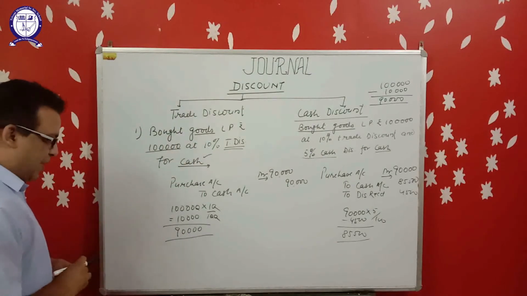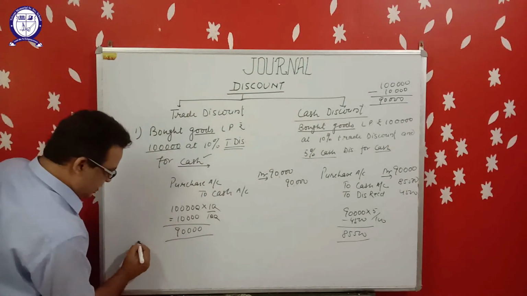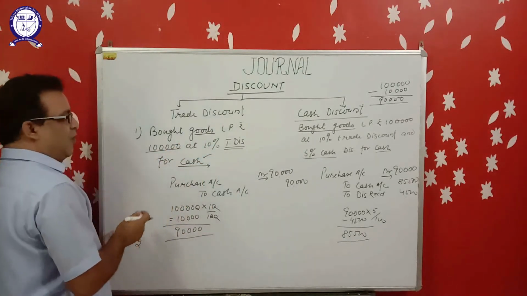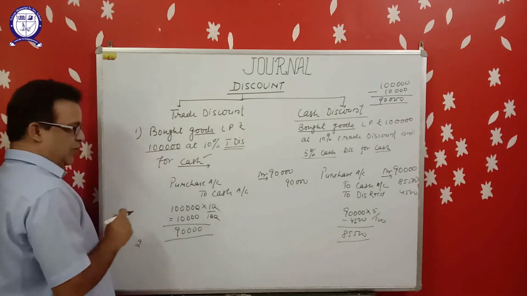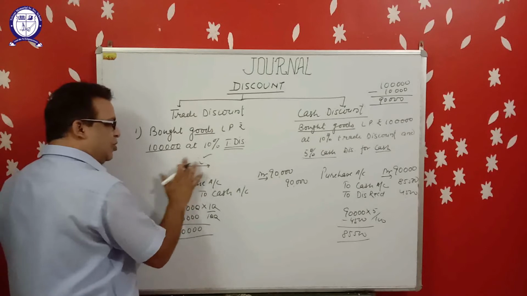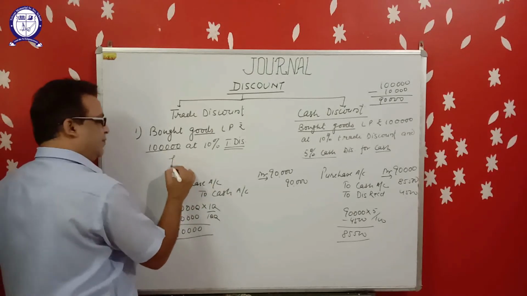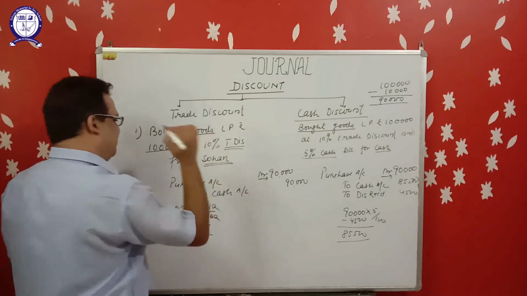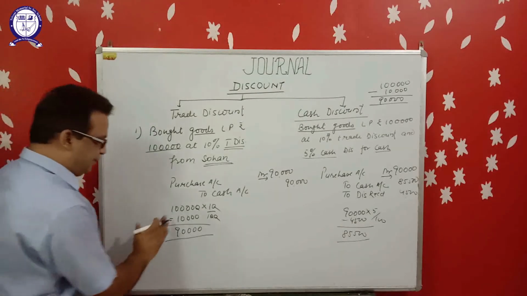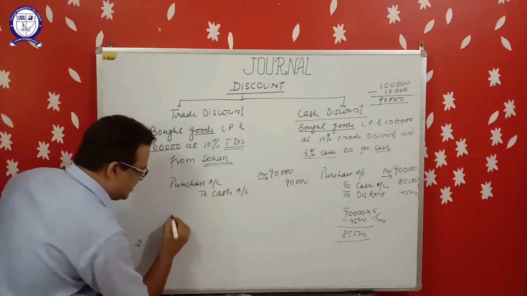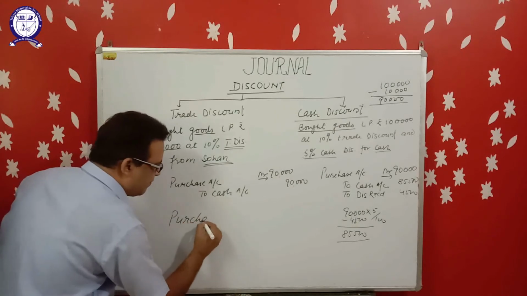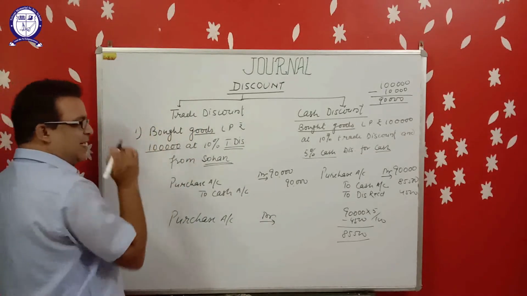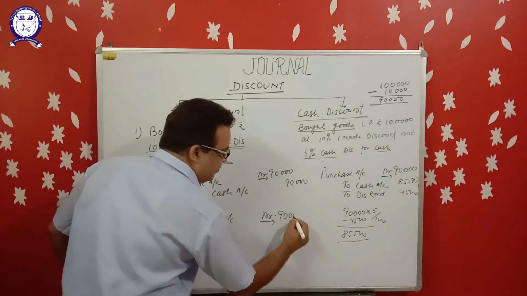Let us take one more example. Suppose we have purchased goods from Sohan for rupees 1 lakh at 10% trade discount. This time we have purchased goods on credit. We have purchased goods on credit from Sohan. The journal entry will be purchases account debit, purchase is an expense for the business. That's why it is debited.